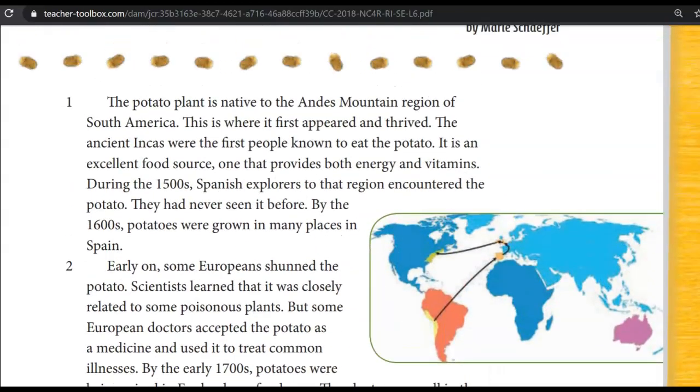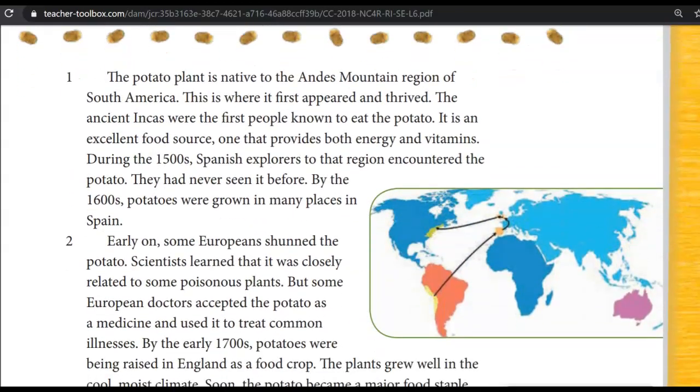Let's go back up to the top. This passage is only 2 paragraphs, so I'm going to read it to you. Please follow along and remember to highlight. The potato plant is native to the Andes mountain region of South America. This is where it first appeared and thrived. The ancient Incas were the first people known to eat the potato. It is an excellent food source, one that provides both energy and vitamins.